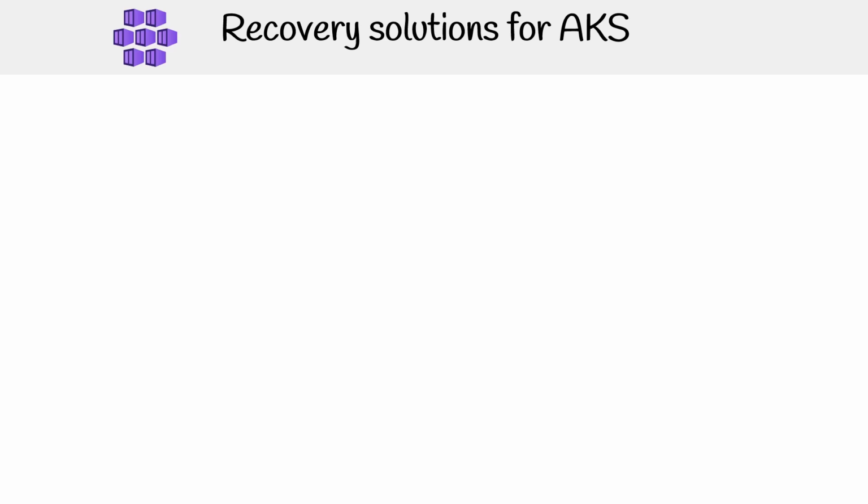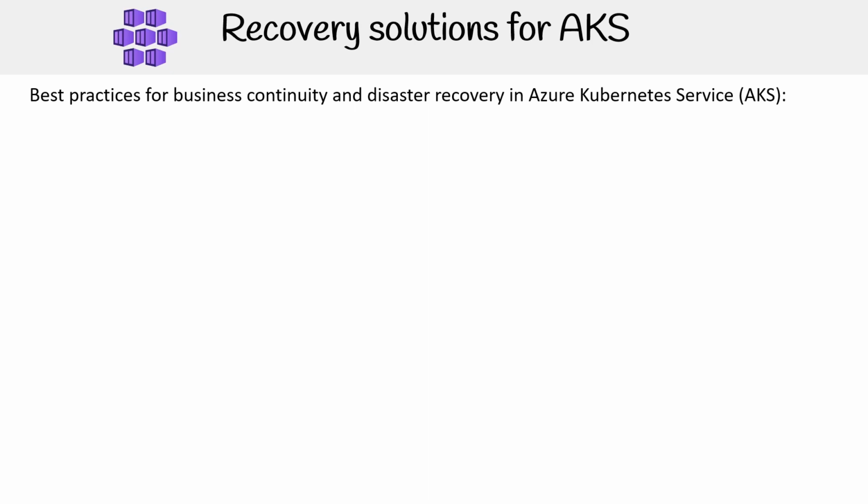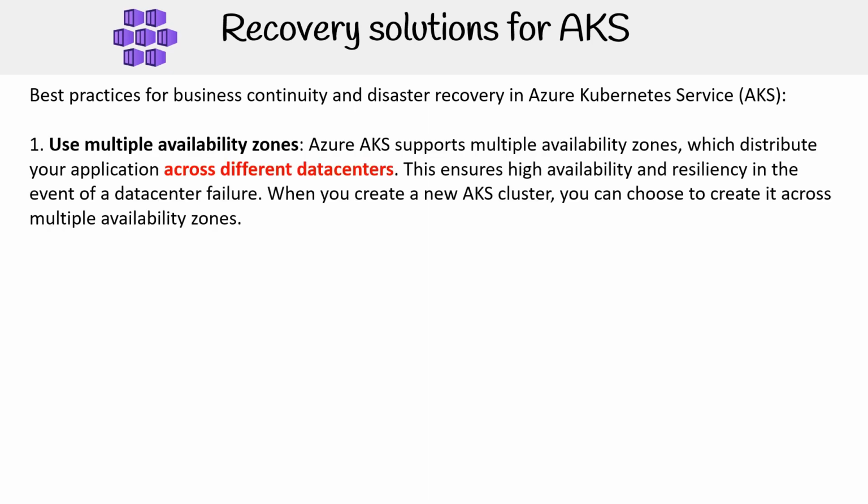The next topic we'll be covering are the recovery solutions for Azure Kubernetes Service. Best practices for business continuity and disaster recovery in Azure Kubernetes Service. 1. Use multiple availability zones. Azure AKS supports multiple availability zones, which distribute your application across different data centers. This ensures high availability and resiliency in the event of a data center failure.